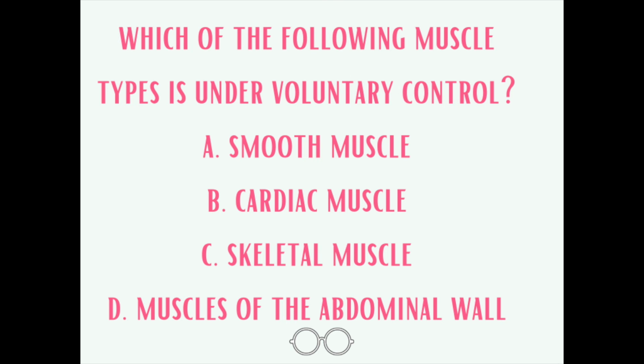Skeletal muscle is under voluntary control. We control it when we walk, when we carry something, when we jump. Involuntary control would be smooth muscle, cardiac muscle, and muscles of the abdominal wall are also involuntary.